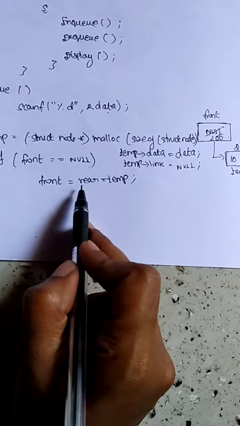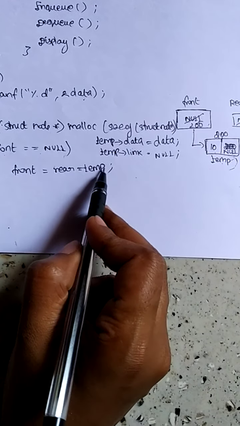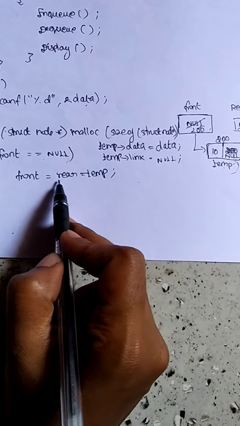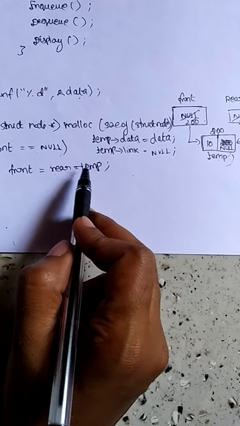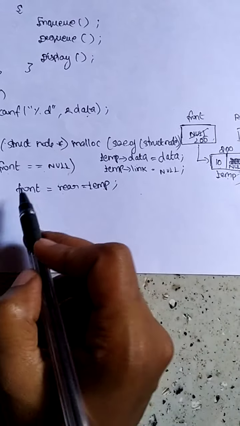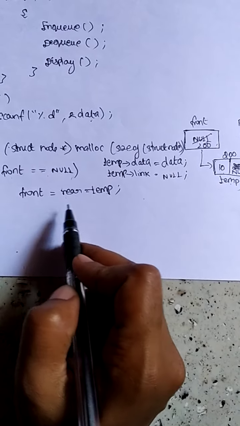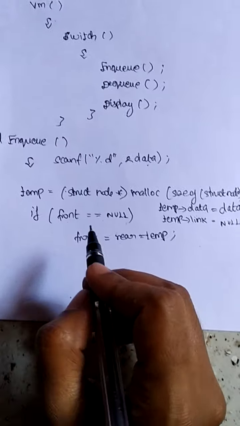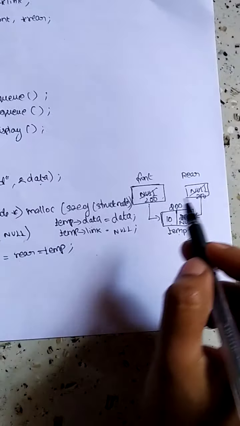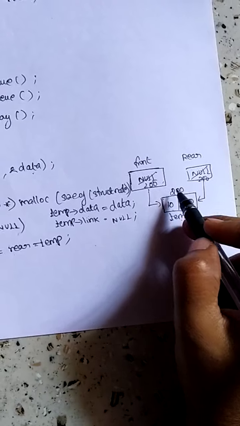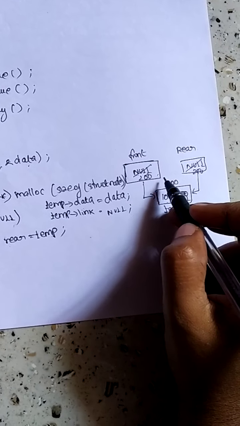So I am putting the temp value to both. So front is equal to rear is equal to temp. That is, the temp value is assigned to rear and that rear value is assigned to front. So 200 is assigned to both. You can also write front equal to temp and rear equal to temp. This will be done when the queue is empty, when there is no node.